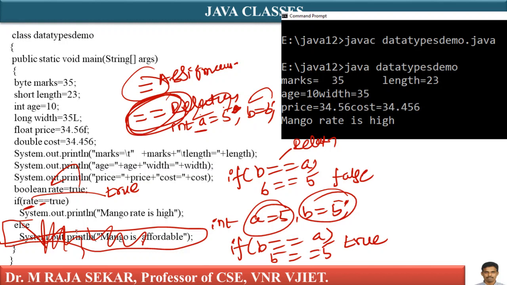Don't worry about these statements. I will discuss them after 1 or 2 classes. Just say System.out.println mango rate is high. In the output screen, what we are getting is mango rate is high. This is a simple and straightforward lecture.